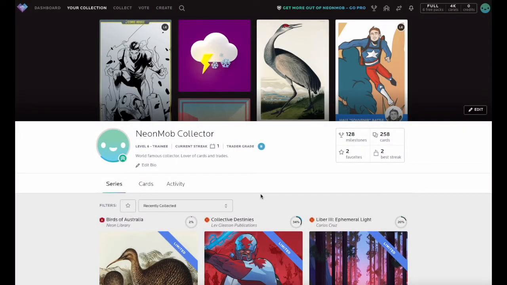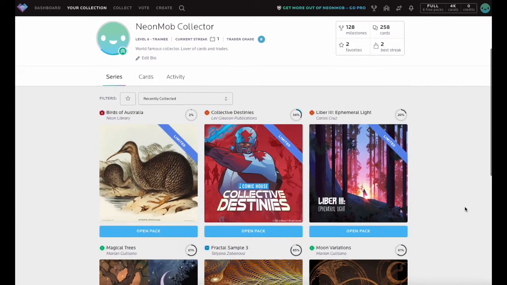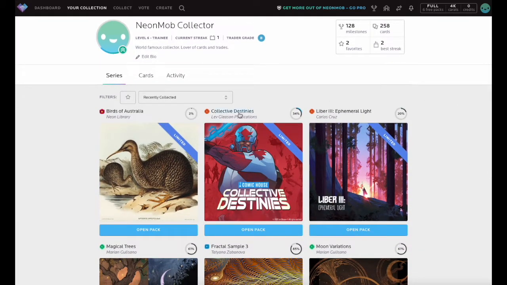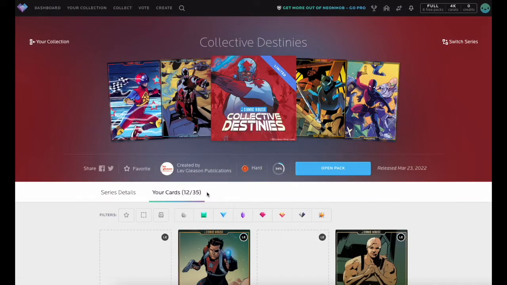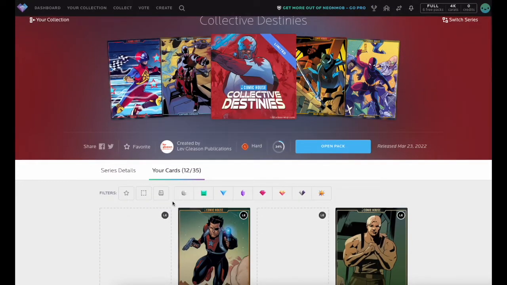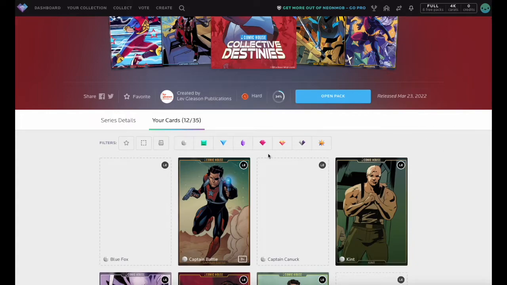In this NeonMob tutorial, we'll explain the difference between card rarity, card number, and total print count. Every card in a series is assigned a specific rarity rating. The higher the rarity, the more difficult to collect as less cards are created. So are all cards of the same rarity equally rare? This is where card numbers and print counts come in.